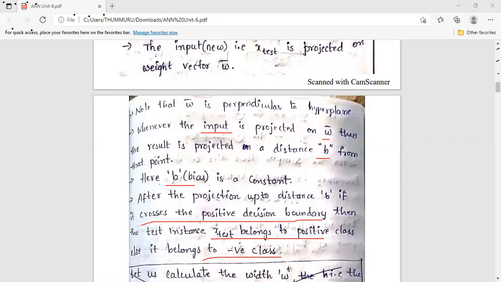If the result crosses the positive decision boundary, then it is a positive class. If not, it is a negative class. Like this we can identify which class the given data point belongs to. Clear?